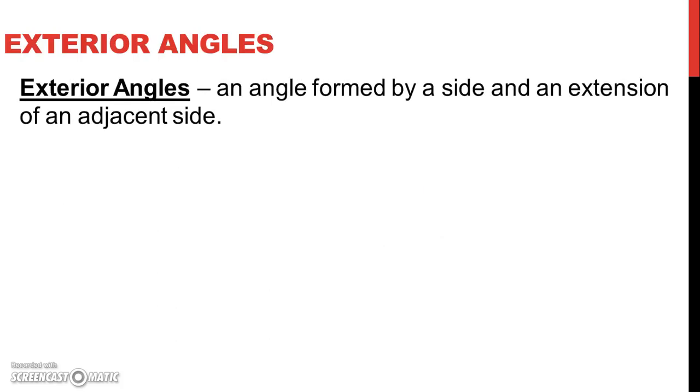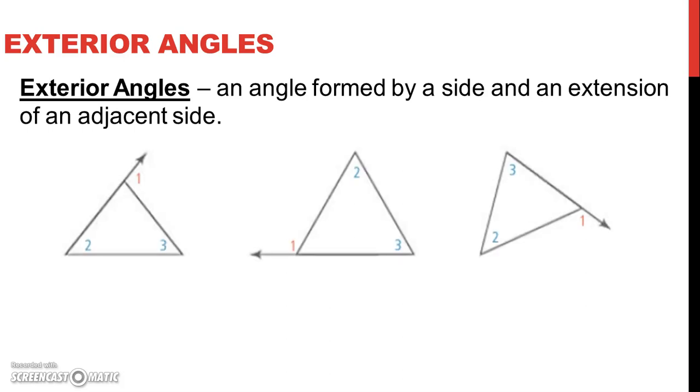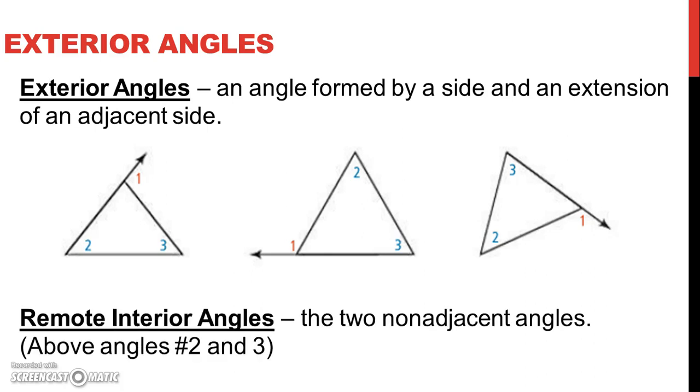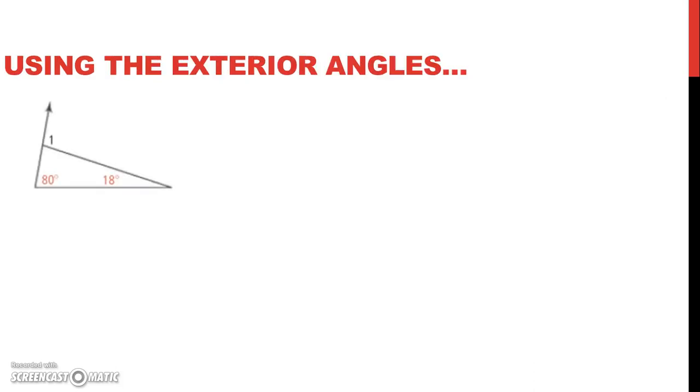Exterior angles. An exterior angle is an angle formed by a side and an extension of an adjacent side. So angle 1 here is an exterior angle. Angle 2 and angle 3 are called remote interior angles. They are the interior angles that are not touching our exterior angle. There's something specific about that.